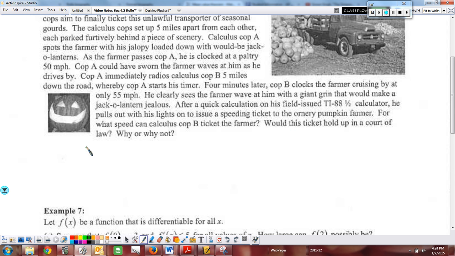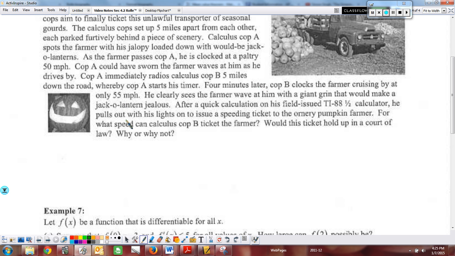So cop A is going to be like, drat, I can't give him a ticket because he's going under the speed limit. All right. Cop A immediately radios cop B 5 miles down the road, where the cop is going to start his timer. And 4 minutes later, cop B clocks the farmer cruising in at 55 miles per hour.